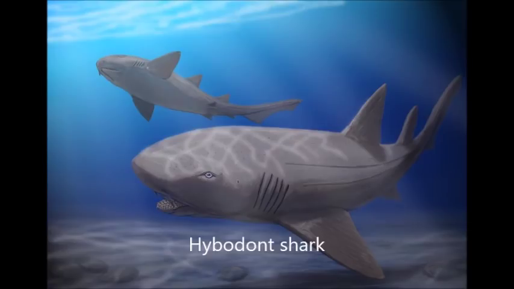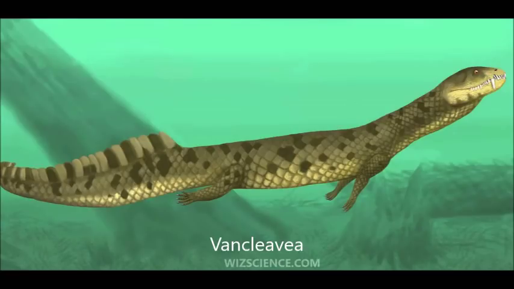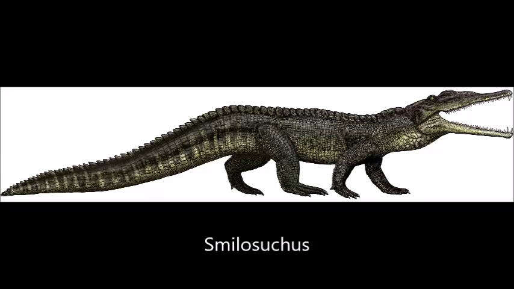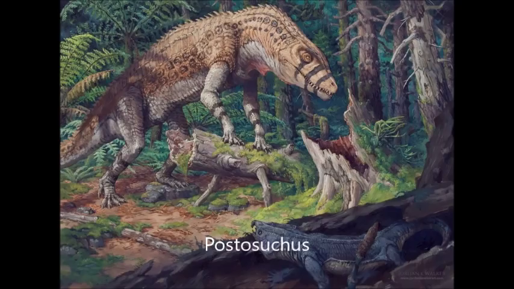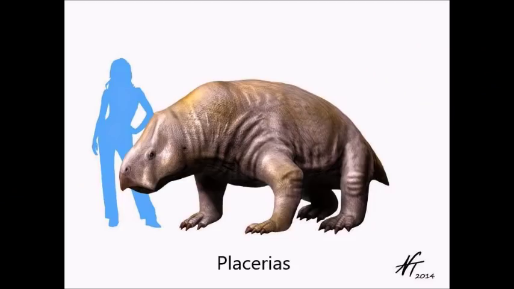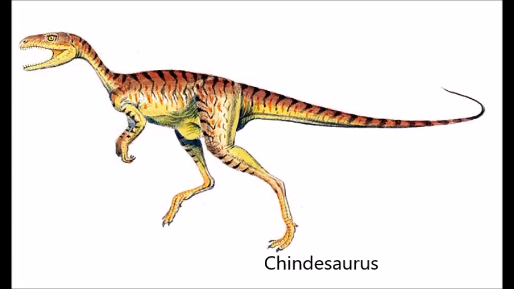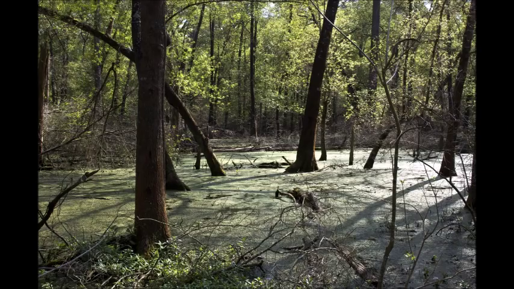You'll find Hybodont sharks, coelacanths, amphibious metoposaurs, and the strange aquatic archosaur Vancleavea. You'll find phytosaurs, aetosaurs like Typothorax, rauisuchians like Postosuchus, the diapsid Trilophosaurus, and the dicynodont Placerias. And you'll find dinosaurs like Chindesaurus, Tawa, and Coelophysis. Taken together, these organisms depict an environment of rivers and lakes, of dense woods, not a cold climate or the desert that it now is.